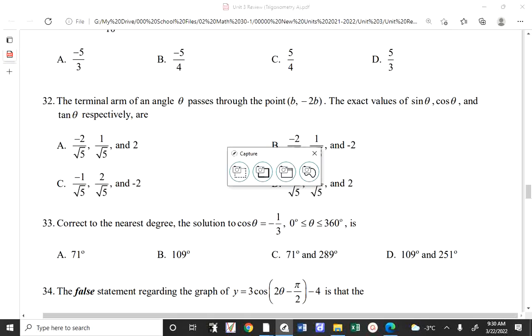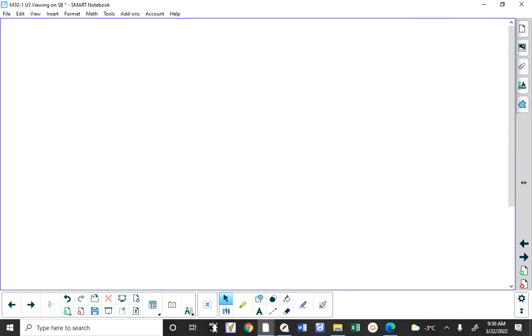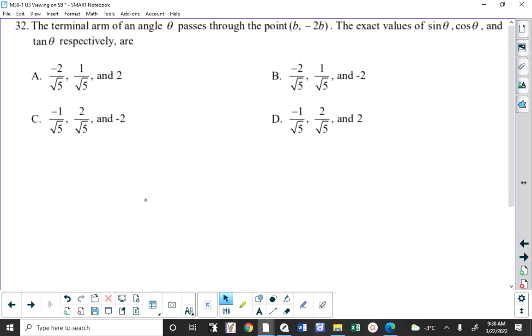So you're told in question 32 that you have a terminal arm that passes through a particular point, but you're not actually given the coordinates of the point, which tells you, by the way, is just an interesting idea, that since there's an answer to this question, it doesn't matter what B is. Just let that sink in. If there are numerical answers to what sine of the rotation angle is, and cosine of the rotation angle, and tangent of the rotation angle, then apparently it doesn't matter what B is.